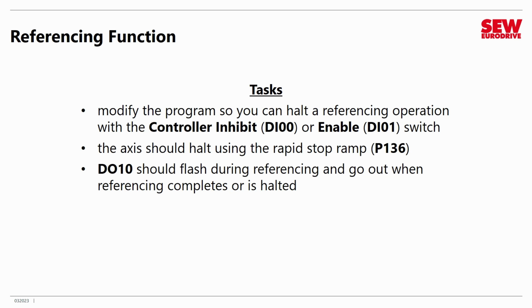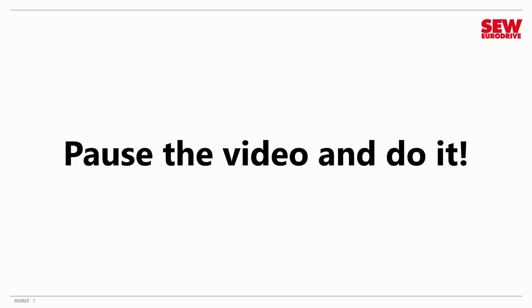I want you, if you do a halt though, using controller inhibit or enable, to halt it using the rapid stop ramp in P136. That means you call axis stop with the RStop constant. Of course, DO10 should flash during referencing, and either when you finish referencing or when you halt it, it should go out to reflect that. All right, go ahead, pause the video, and give it a try.